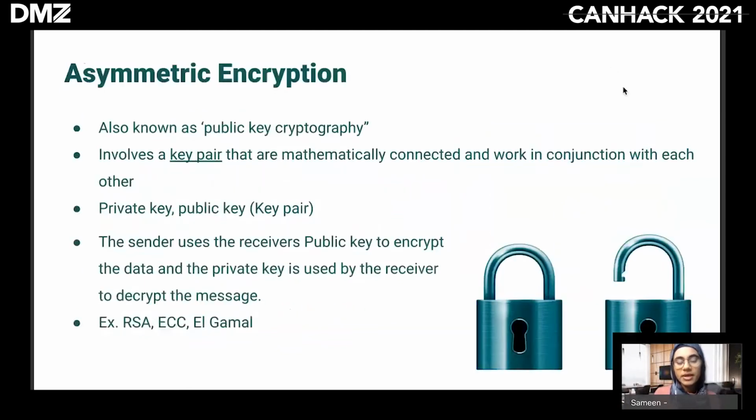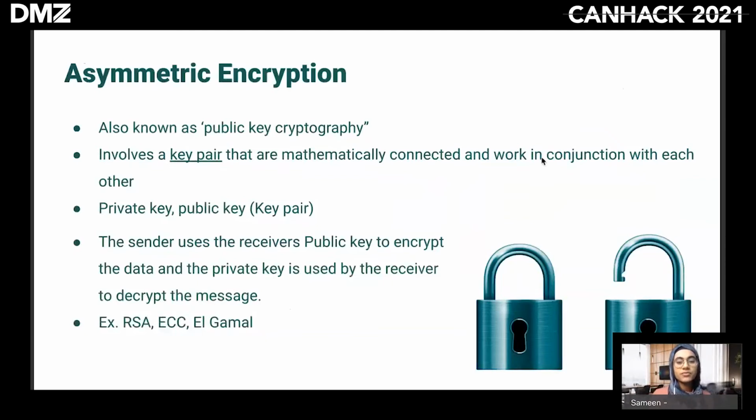So now let's talk about asymmetric encryption. In symmetric encryption, we had the same key that was shared between the receiver and the sender of the data. But in asymmetric encryption, we have 2 keys. We have a key pair. Asymmetric encryption is also known as public key cryptography, and it involves a key pair that is mathematically connected and works in conjunction with each other. So we have our private key and our public key pair.